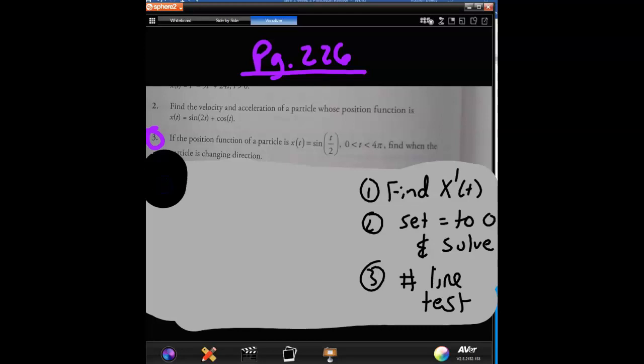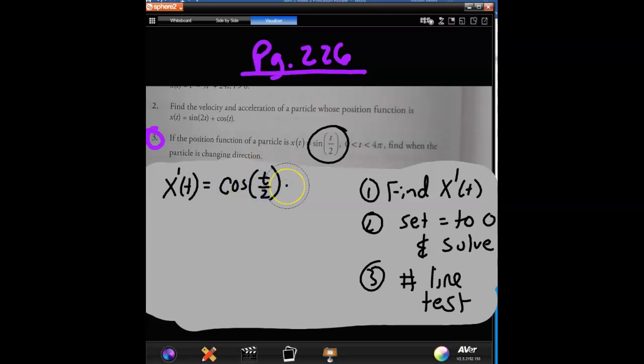So step 1 is to find that velocity. So let's do that first. So the derivative. The derivative of this is going to be a chain rule. First of all, you do the derivative of the outside function, which is sine. So the derivative of sine is cosine. And then you multiply that by the derivative of the inside, t over 2. Now remember, t over 2, that's the same thing as 1/2 t. And so when you take the derivative of this, you just take the number off the front. So the derivative of the inside is 1/2. So there's my derivative. Step 1's done. Move on to step 2.